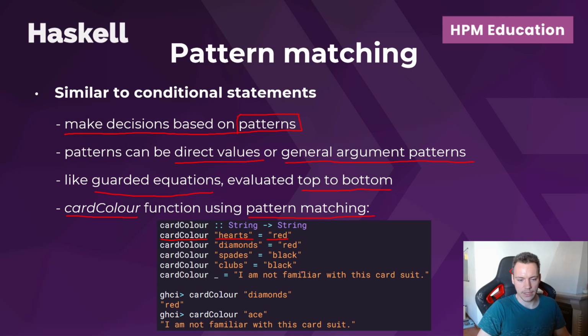The last pattern we have here is the wildcard, which matches any value, or any pattern in general. And in that case, since we already checked the patterns that we're interested in, we just return the default, not familiar with this card suit. Okay, so card color works the same way as before. If we give it diamonds, we get back red, and if we give it something other than our 4 patterns, then we get back the default message.